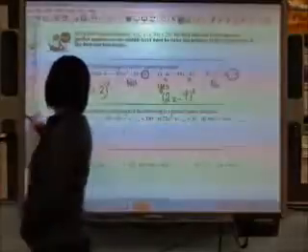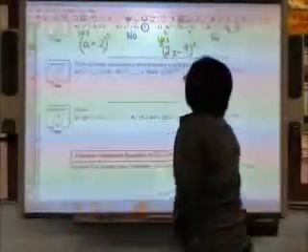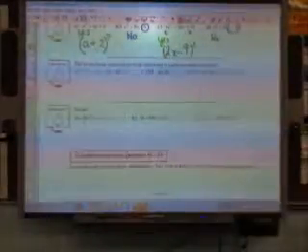Okay, so in class example number 2, we're going to fill in the blank so that each of the following is a perfect square trinomial.